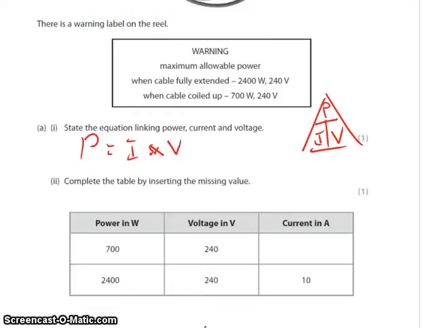Now, we then want to find the missing current. If we've got 700 watts and 240 volts with a cable, well, we want I, which is P over V. There's no marks for workings actually here, there's only 1 mark in total. 700 divided by 240, and we get about 2.9 amps.